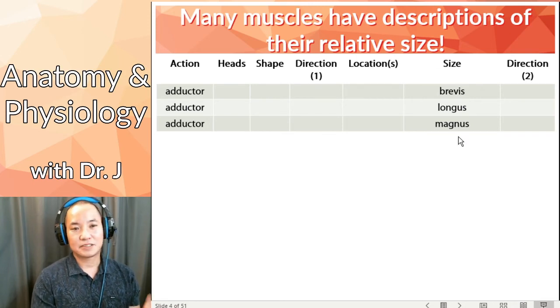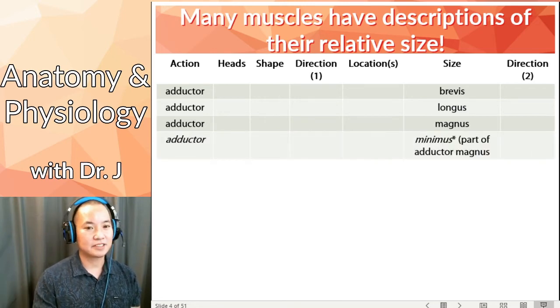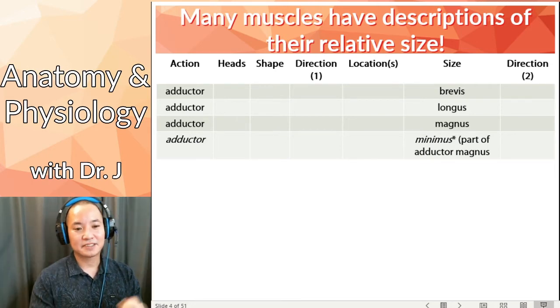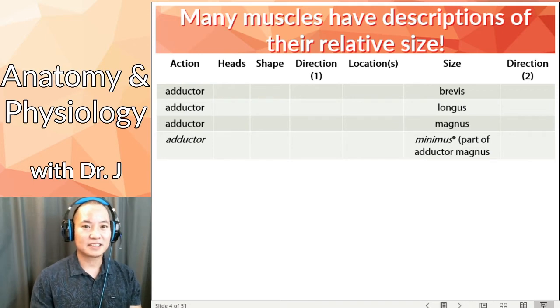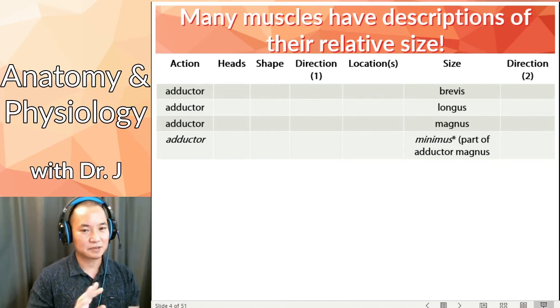But the thing is, what's the difference? Well, not only are they different locations, but they're different relative size. So one is short, one is longer, one is big. Now there is an adductor minimus. Don't worry about this. I won't test you on this, but you know my rule of opposites. So there is something that means like small or minor, but it's part of the adductor magnus. It's actually the superior part of the adductor magnus, but don't worry about that.